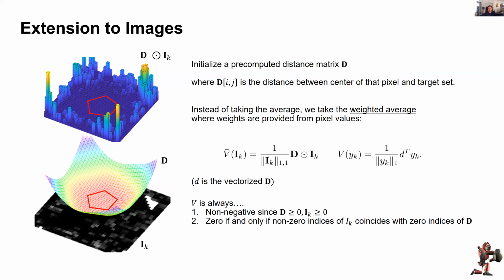So you should also think about this and persuade yourself that it's not negative, because both my measure and my image are non-negative. And this is also 0 if and only if the non-zero indices of my image coincide with the 0 indices of my distance matrix.